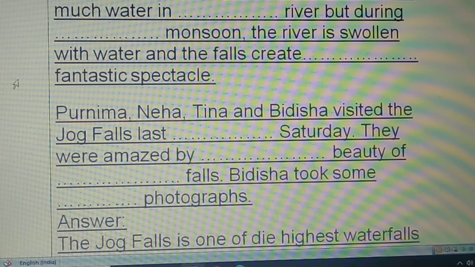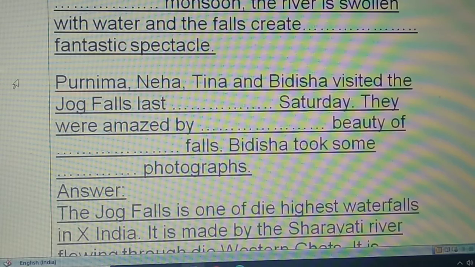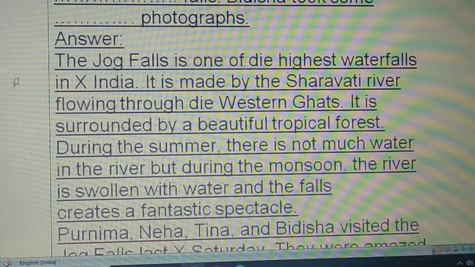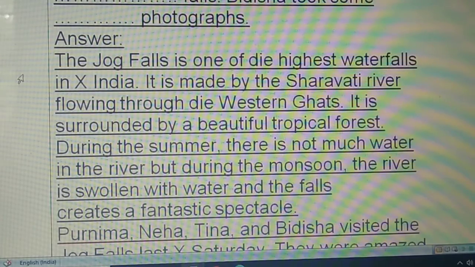Did you read the question carefully? Okay, have a look at the answers. Check whether you got them all correct. If you haven't, please do the correction so that you learn the right answer.